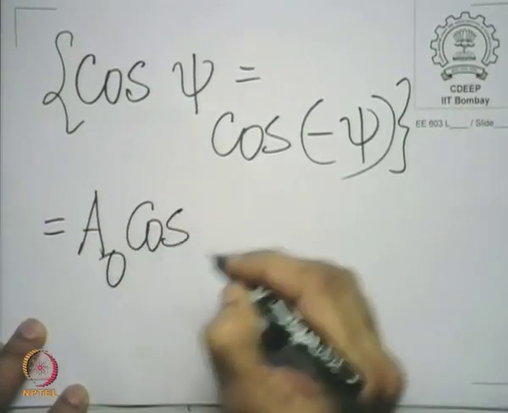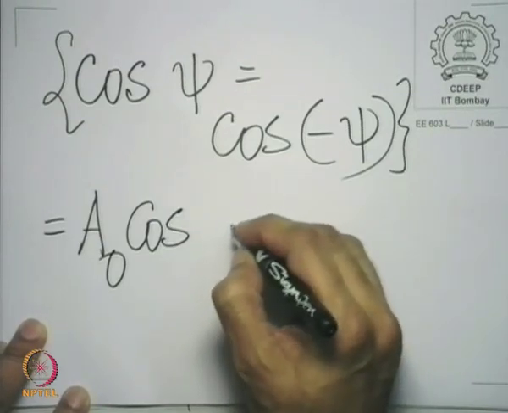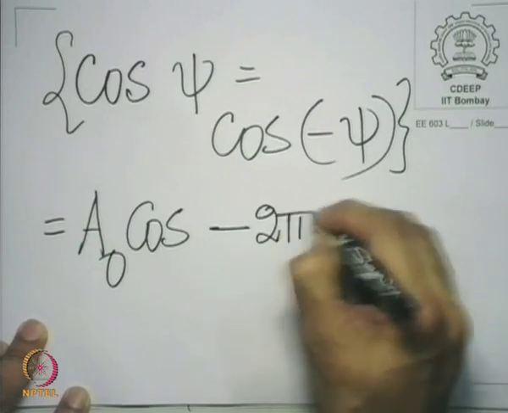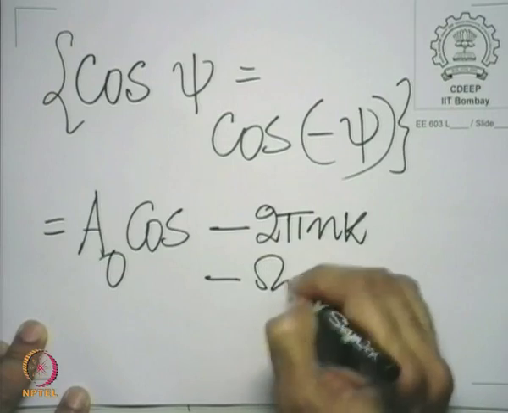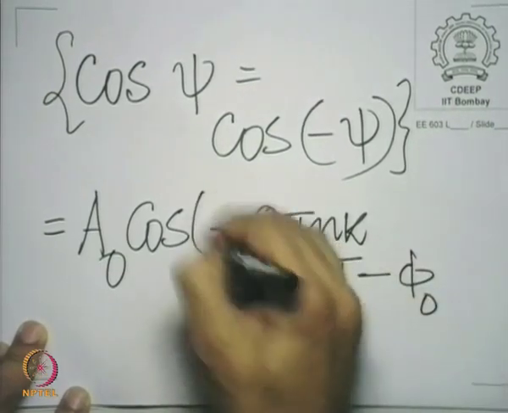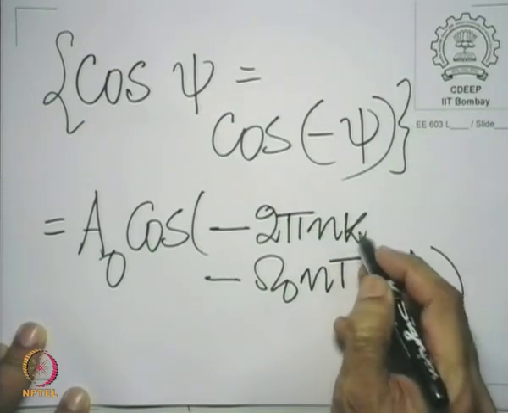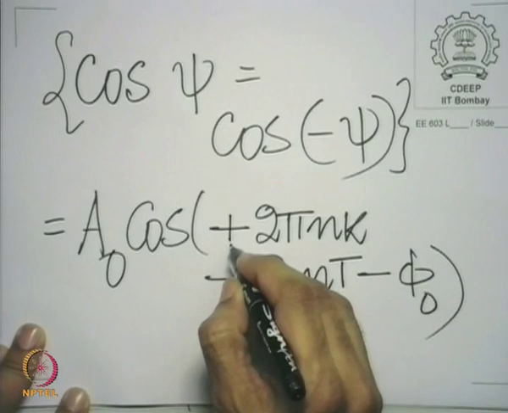cos, well, plus minus 2 pi n k, if you like to call it that, minus 2 pi n k minus omega naught n T minus phi naught. But you see, k took all integer values. So, since I am free to choose all integer values there, I do not really have to write minus k. I can also write just plus k there. So, I will do that. I will write plus k here.